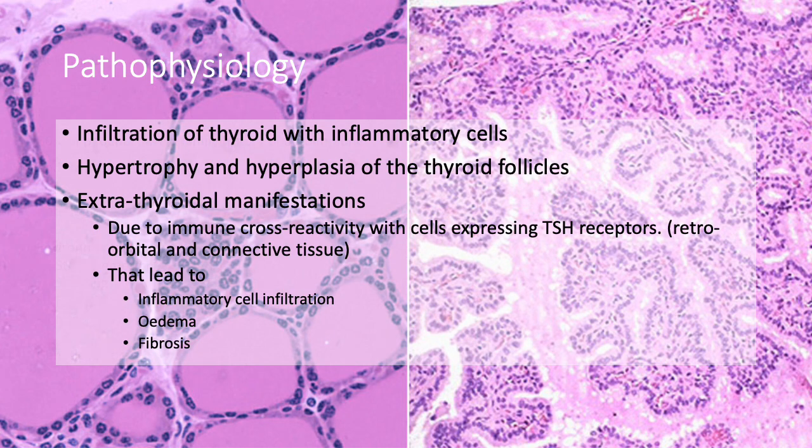So what happens at the tissue level in Graves' disease? There will be an infiltration of the thyroid with inflammatory cells. This will lead to hypertrophy and hyperplasia of the thyroid follicles. Outside the thyroid, in extrathyroidal tissues, there will be an immune cross-reactivity with cells which express TSH receptors. It is present in retroorbital and connective tissues. This leads to inflammatory cell infiltration, edema, and fibrosis.